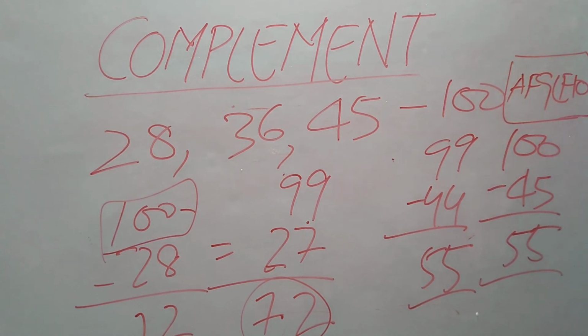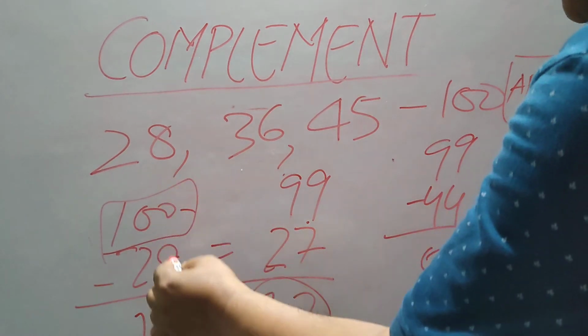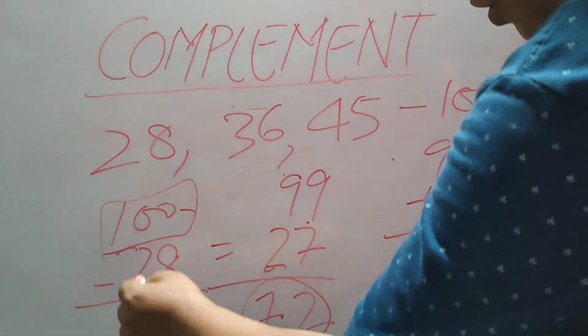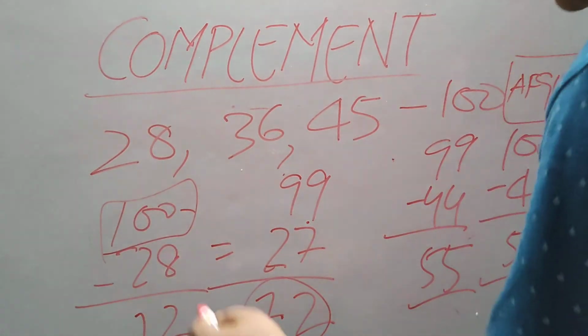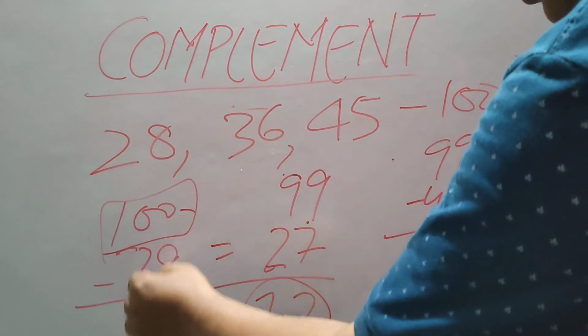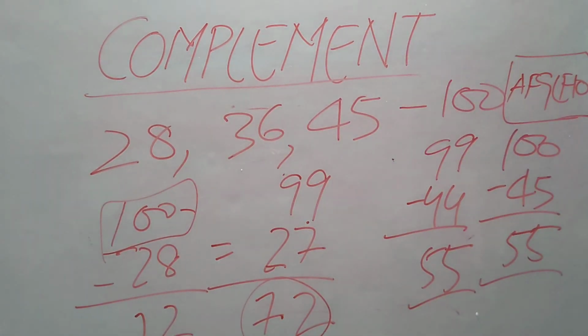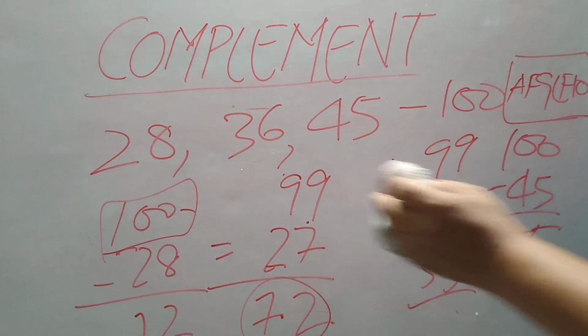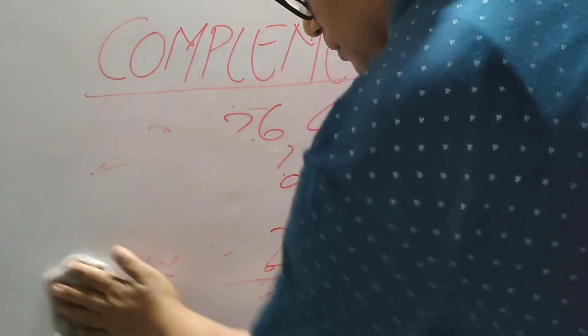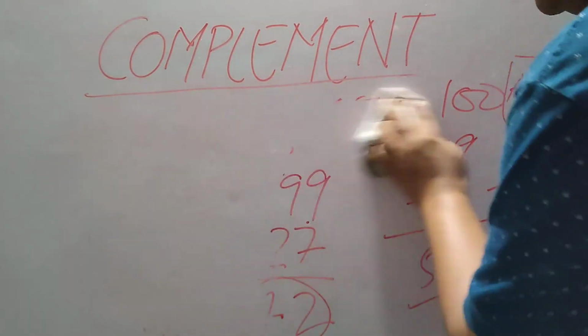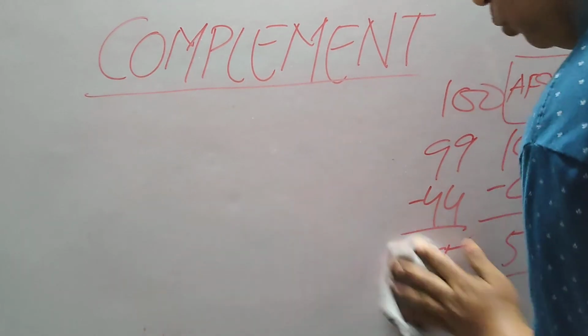It is called Nikhilam Navatashcaramam Dashatah. And as per this formula, you have to subtract the last digit from 10 and all other digits from 9. All other remaining digits except the last digit, you have to subtract from 9. Similarly, I will show you for a 3-digit number how you can find the complement using both the formulas.